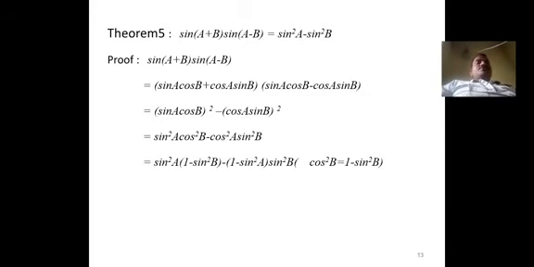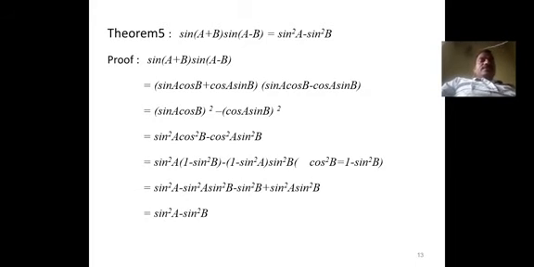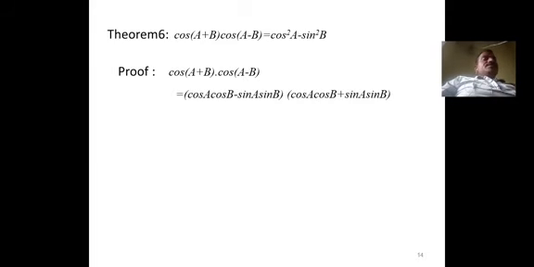Similarly, the cos terms also. Cos of a plus b into cos of a minus b is cos square a minus sin square b, or cos square b minus sin square a. This is also the same formula, the same proof. Cos of a plus b is cos a cos b minus sin a sin b. Cos of a minus b is cos a cos b plus sin a sin b. With the help of a plus b into a minus b, a square minus b square.